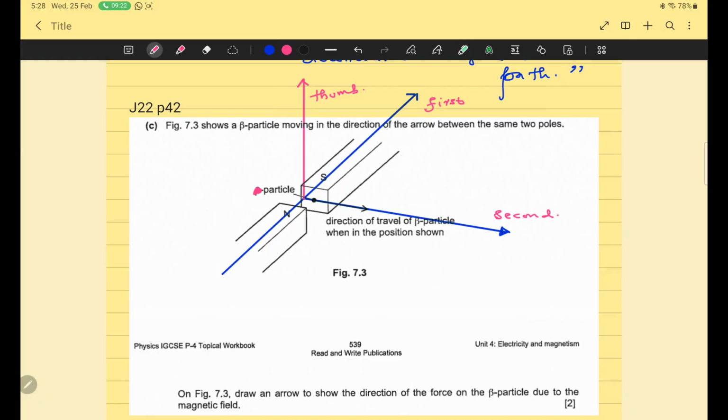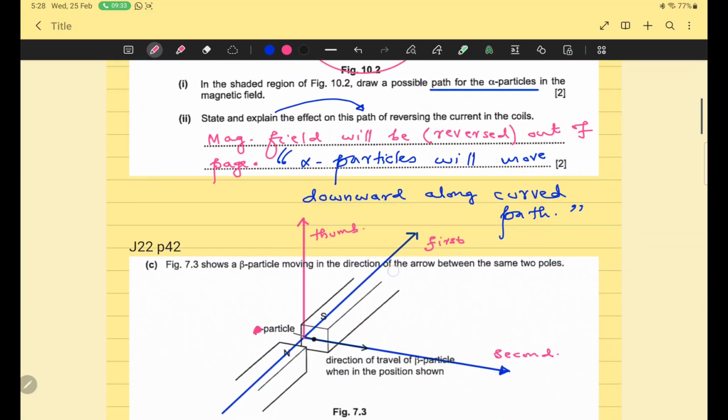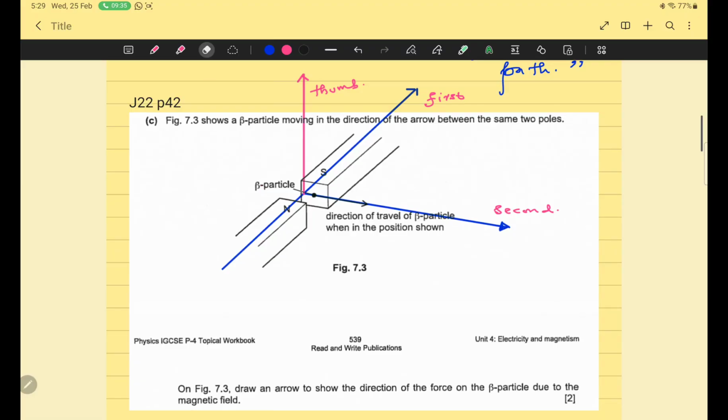If the thumb is upward, then obviously the magnetic force will be upward. But remember, this is the rule which we have studied for the left-hand rule. It applies only to positive particles. But you know, beta is a negative particle. And if beta is a negative particle, when the nature of charge is reversed, then the direction of magnetic force will be reversed. So the magnetic force on the beta particle will be downward.